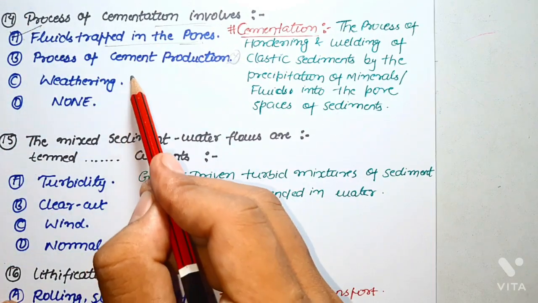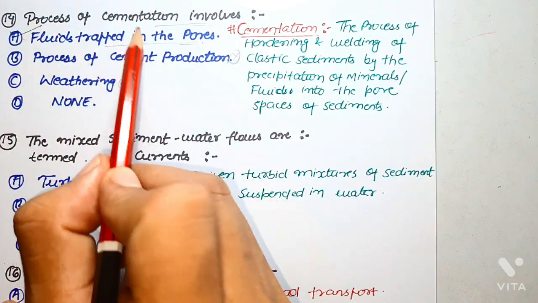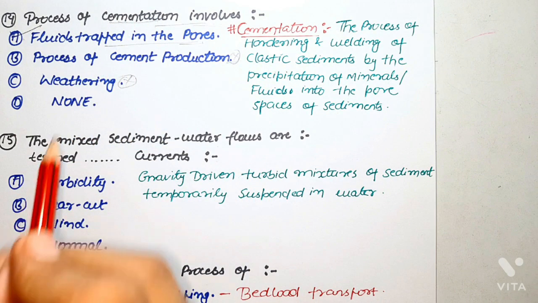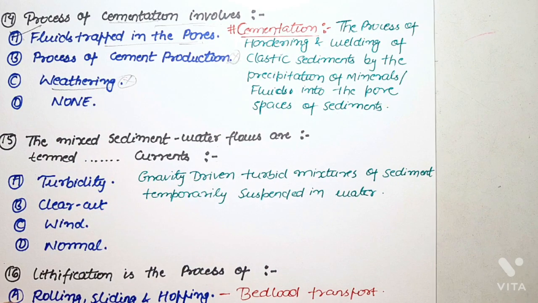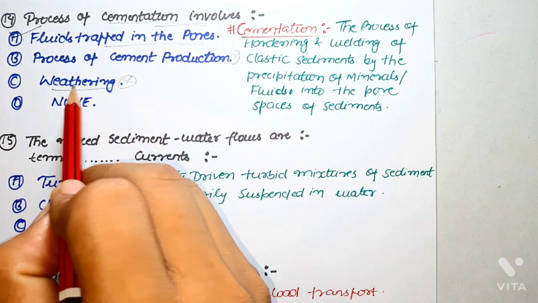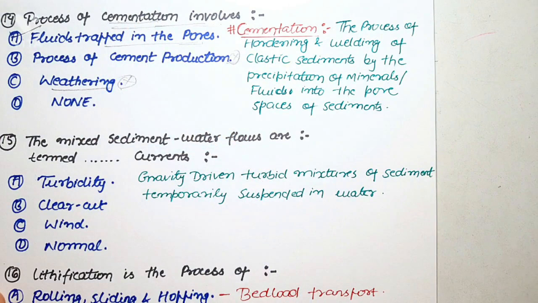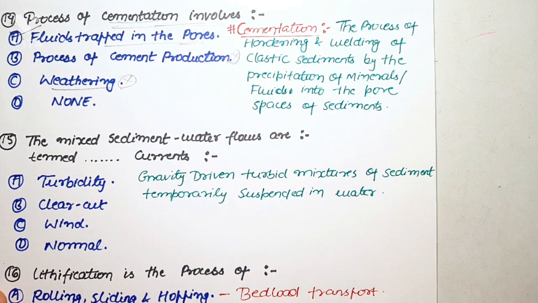It does not involve weathering, because as I told you, cementation is the last stage in the process of formation of sedimentary rock, and weathering is the first stage. It is the breakdown, or disintegration or decomposition, of rock into finer particles by mechanical, chemical and biological processes, and this is the first step in the formation of sedimentary rock. So weathering is the first step, while cementation is the last step. As far as the process of cementation is concerned, it involves fluids trapped in the pores.